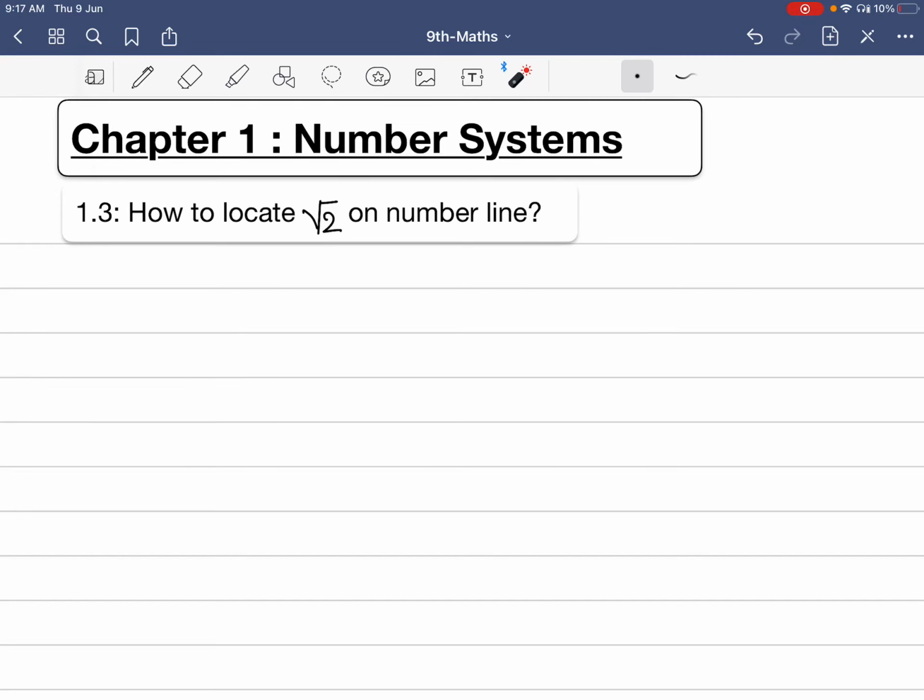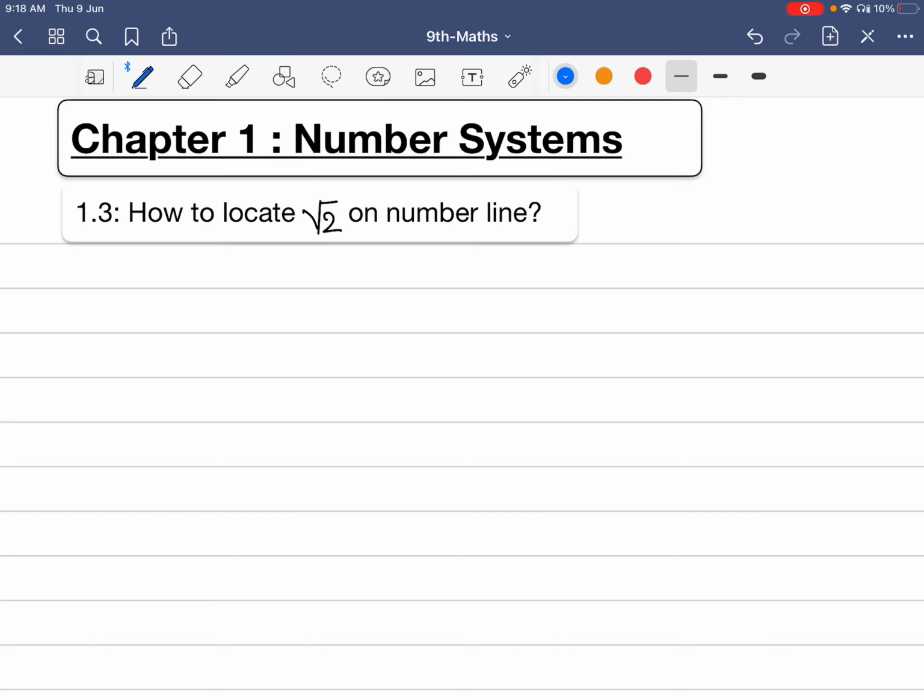In this video, we are going to see chapter number 1, number systems, section 1.3, how to locate root 2 on the number line. So we are going to discuss how to locate root 2 on the number line. Till now, we have located all the natural numbers, all the whole numbers, all the integers, all the rational numbers on a number line.